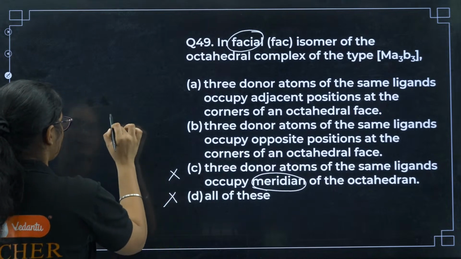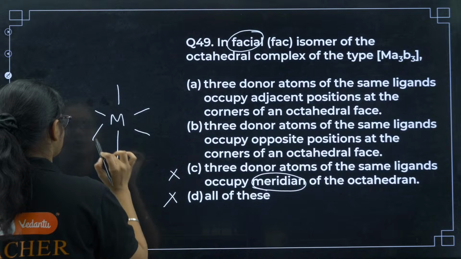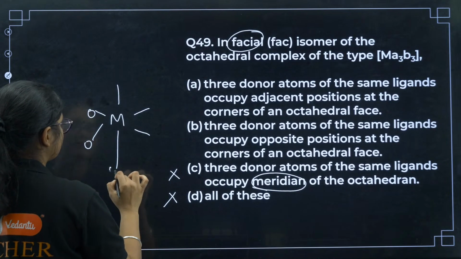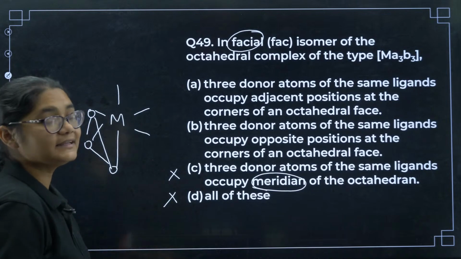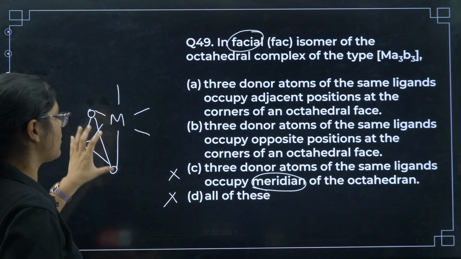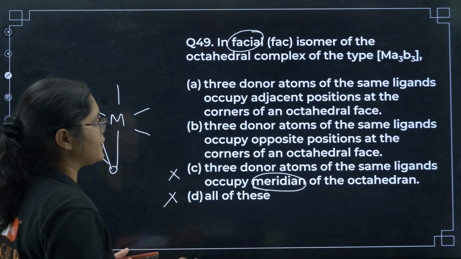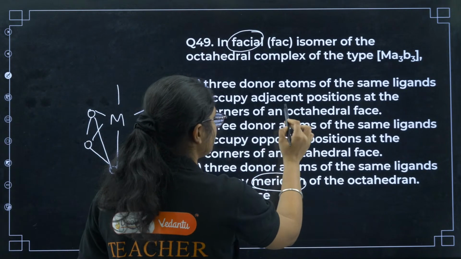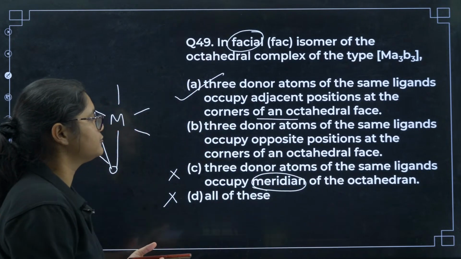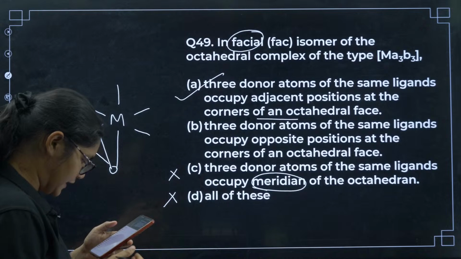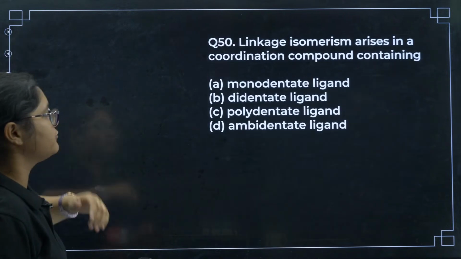Now if you remember, if you have this type of thing, okay, so this one and this one, these three, if these three are occupied, that is called facial. So what are they? They are the three donor atoms of the same ligands occupy adjacent positions at the corners, adjacent positions at the corner. So A is the correct answer. Yes, definitely. Next we'll move to 50th question.